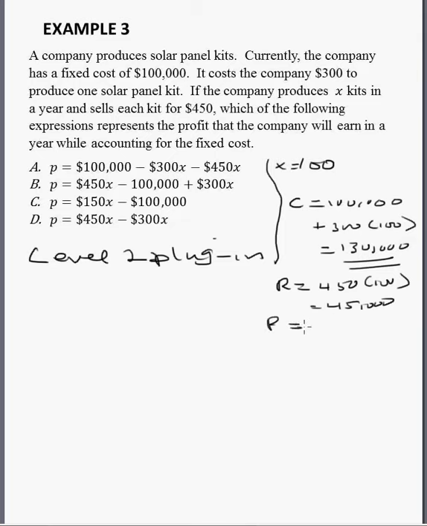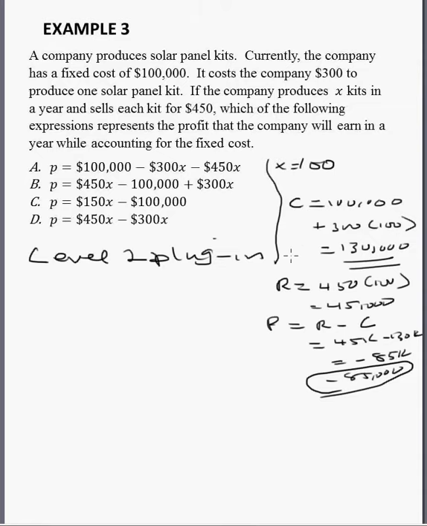So your profit will be equal to revenue minus cost. In this case, it's going to be 45K minus 130K, and that is minus 85K. So you have minus 85,000. This is a loss, even though you can call it a profit, it's a loss. That is how much money you make if you produce 100 in 1 year. You decided to pick 100. So what you do is you come back here and plug in X is equal to 100 and see which of them will give you negative 85,000. The model that gives you negative 85,000 is your answer.